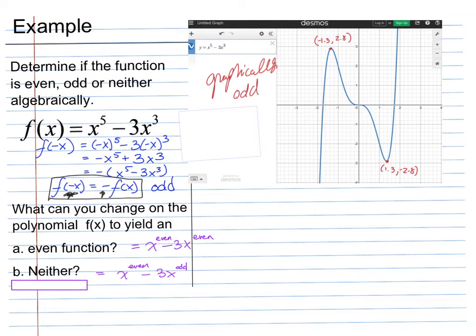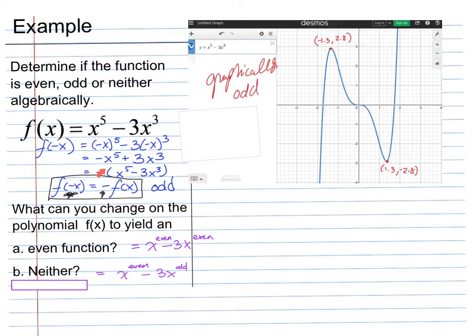Algebraically, we have to look at our function. So the definition says if we substitute in negative x for our function, wherever we see an x, and we simplify it, if you notice, we could factor out an x from both of these terms, and now we have negative f times the function. So if we could factor out a negative, then we have an odd function, which means that the signs of each of these terms has changed.